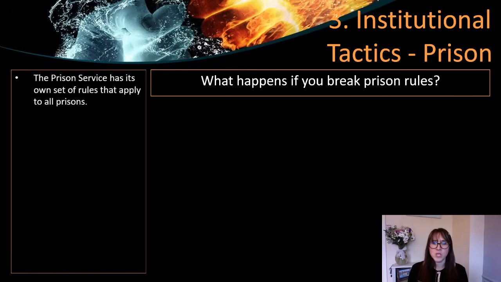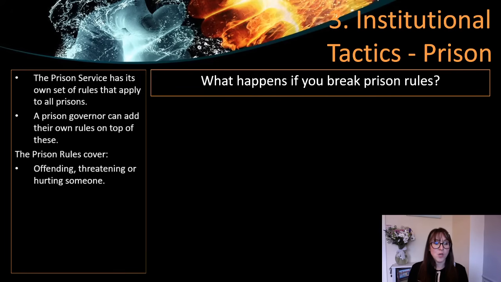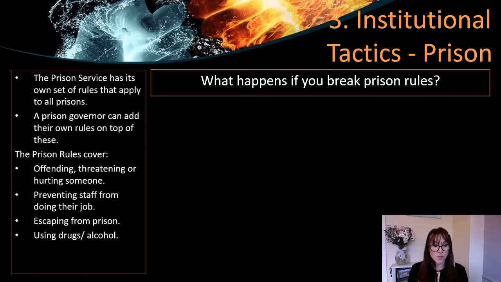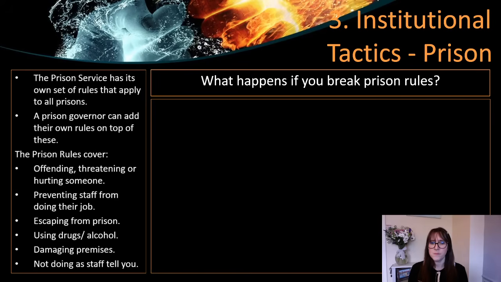What about in prison? The prison service has its own set of rules that apply to all prisons. The prison governor can add their own rules on top of these. So they cover offending, threatening or hurting someone, preventing staff from doing their job, escaping from prison, using drugs or alcohol, damaging premises and not doing as the staff tell you. So what happens then if you break prison rules? You can't exactly be taken to prison. You get a warning or a caution.